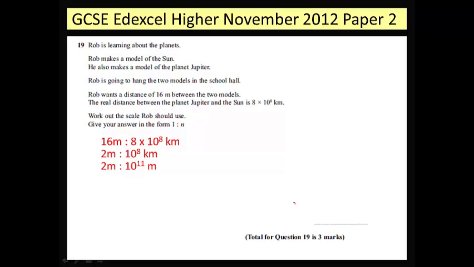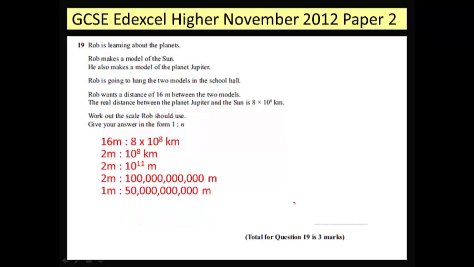Now I need to make this in the form 1 to n, so I'm going to divide both sides by 2 in a second, but before I do that, let's just have a look at what 10 to the power of 11 actually looks like. It's a 1 followed by 11 zeros, so 2 metres is equivalent to a very large amount of metres in the real world.